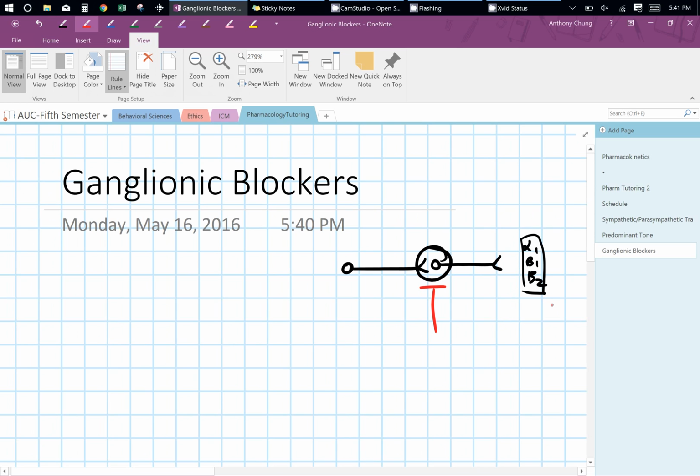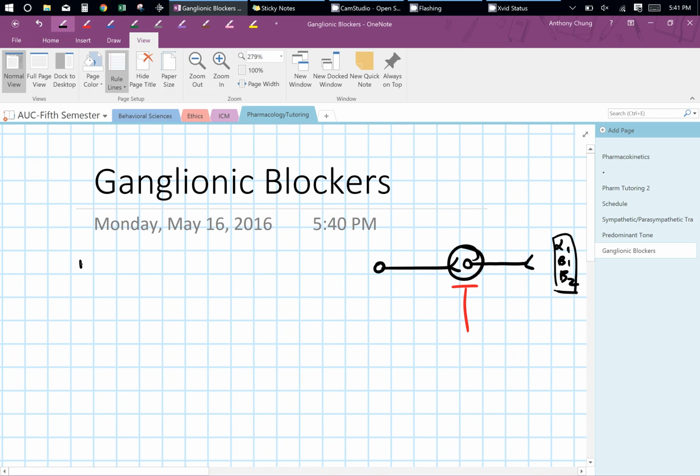But here's the thing. Memorization point: memorize these two facts. It will become a lot easier for you. What it does is block predominant tone. Technically, it blocks everything autonomic, but specifically, think of it as blocking predominant tone. Just think of it that way for now, and I'll explain myself a little bit later, very soon.